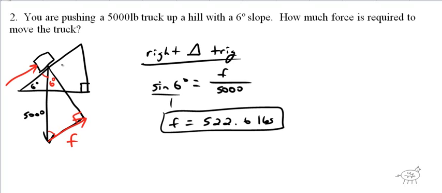And think about it though, as the slope goes up more and more, if it would go up to 90 degrees, it'd be like the whole car on top of you, which means you're pushing 5,000 pounds up. Okay?